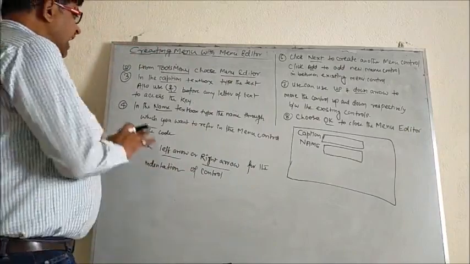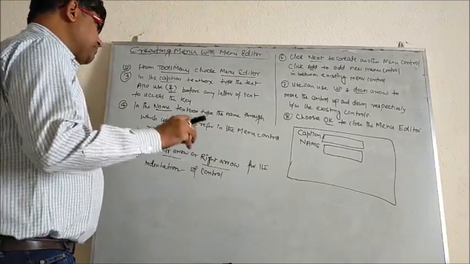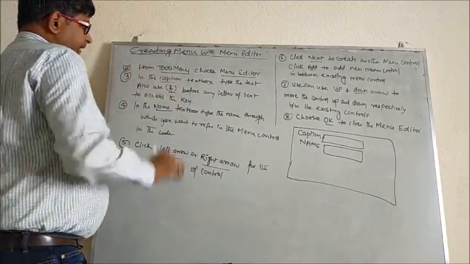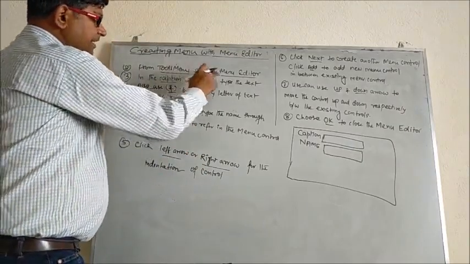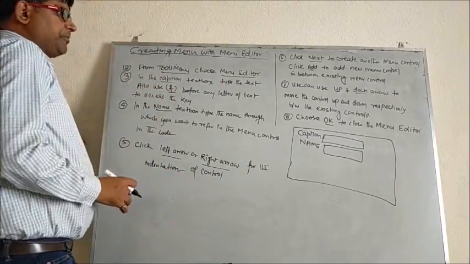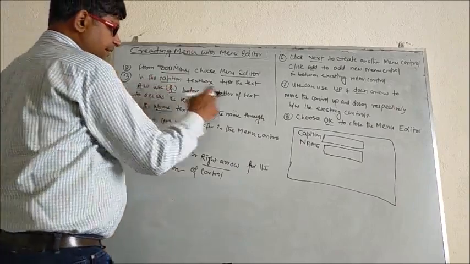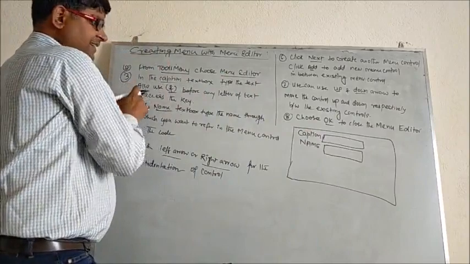So after choosing and clicking on Menu Editor, what is going to happen? The first thing, in caption, see, I am using the underline. Underline means these are the keywords which are already given in your menu editor. So in the caption text box, type the text.